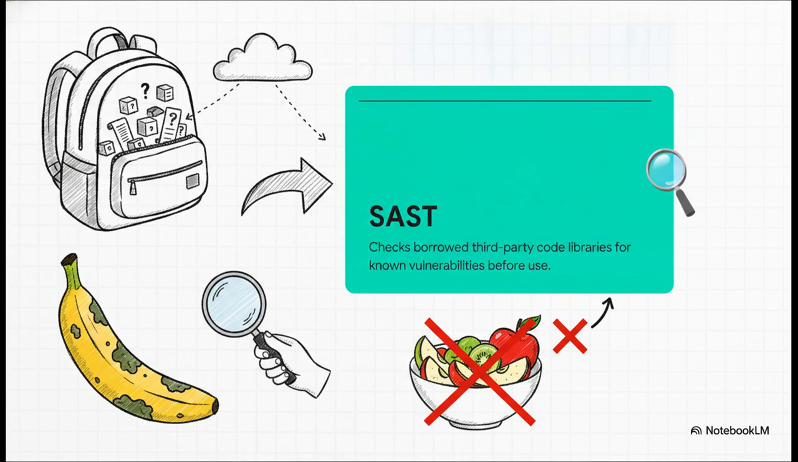Let me give you a fun analogy. It's exactly like making a fruit salad. Before you mix your own freshly picked apples with a banana you bought from a random store, you check that store-bought banana for mold, right? SAST ensures you aren't packing compromised, moldy code into your final survival kit. And we call it static testing because the code is sitting still. It's not running yet. We're just carefully inspecting the raw ingredients.